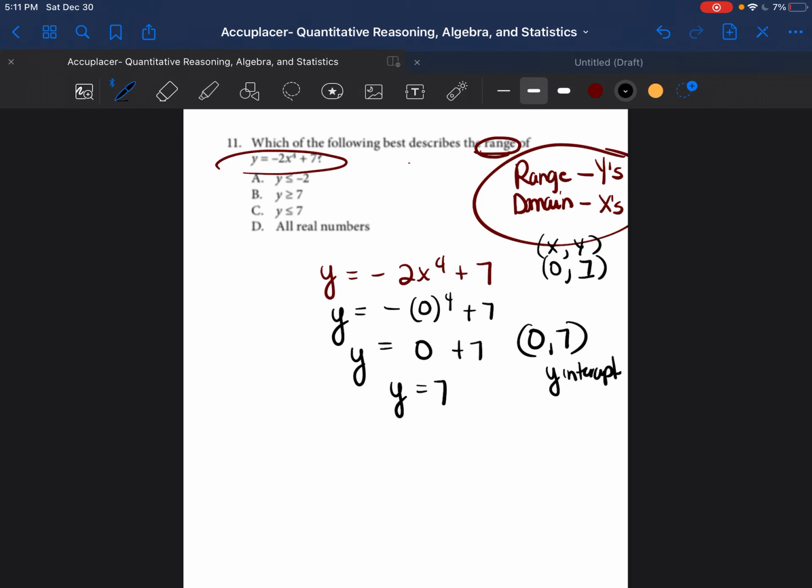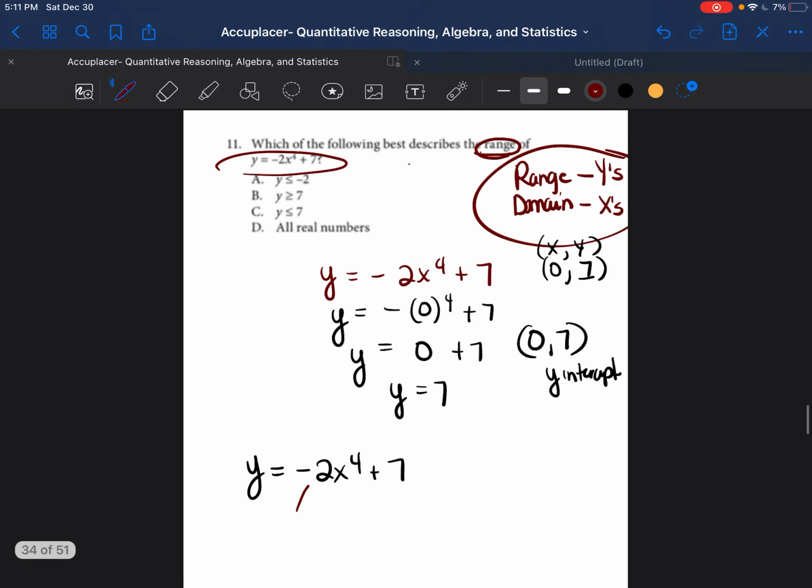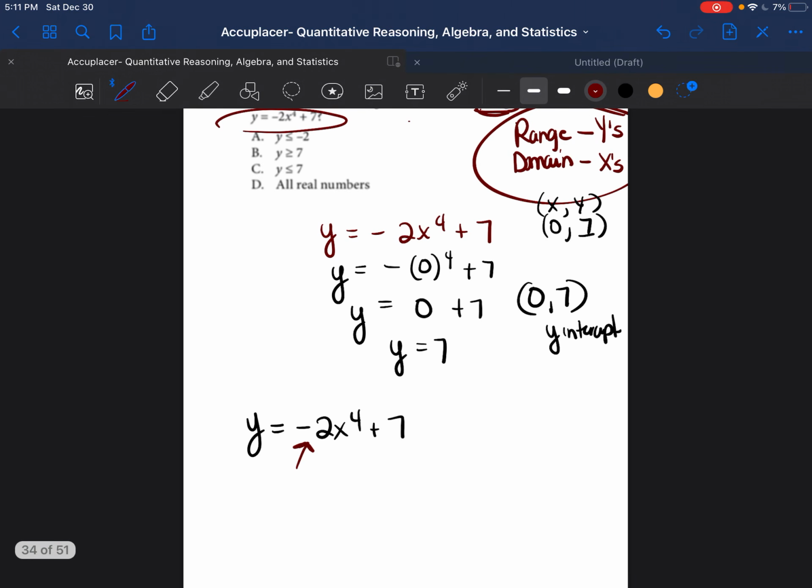Okay? But then, before we go any further, y is equal to negative 2x to the 4th plus 7. We learned that anytime this a value is negative, remember, anytime that a value is negative, it's going to be a sad face. So this y-intercept is going to be at 0, 7, and everything else is going to be below it. Everything else is going to be below it because it's a sad face. So this is going to be the maximum point, and all the other points are going to be below it.